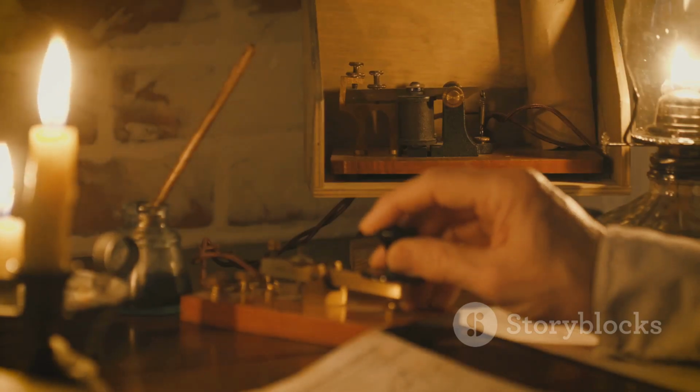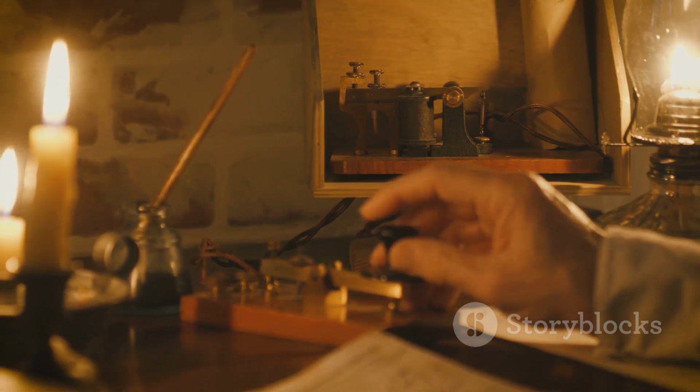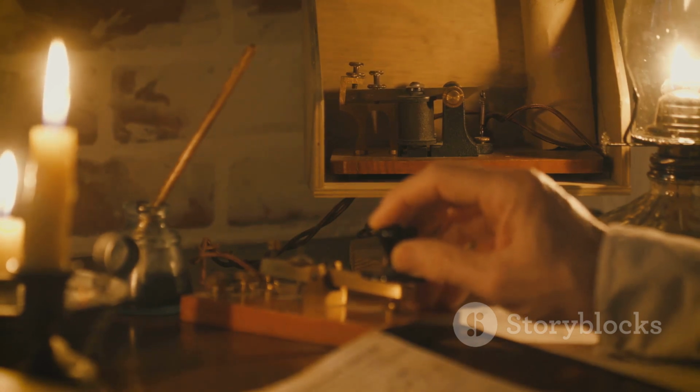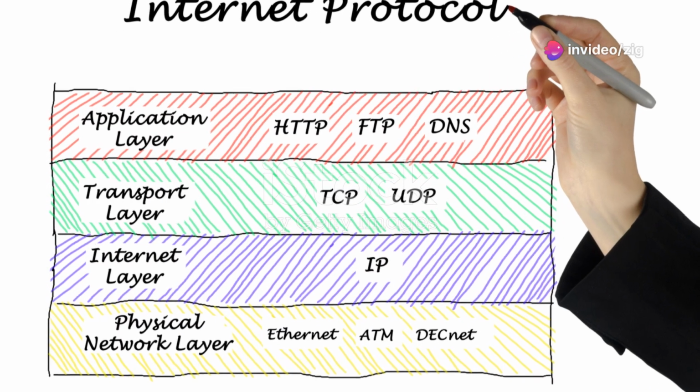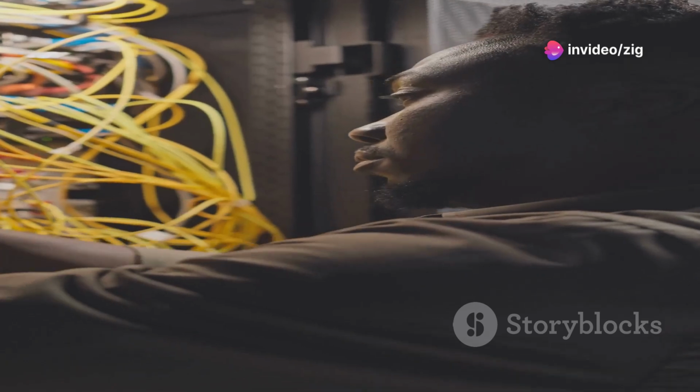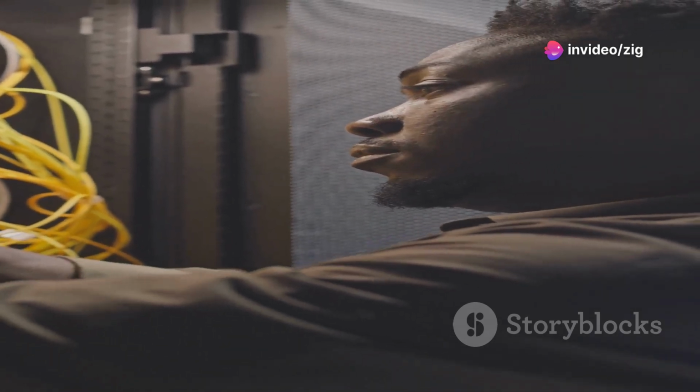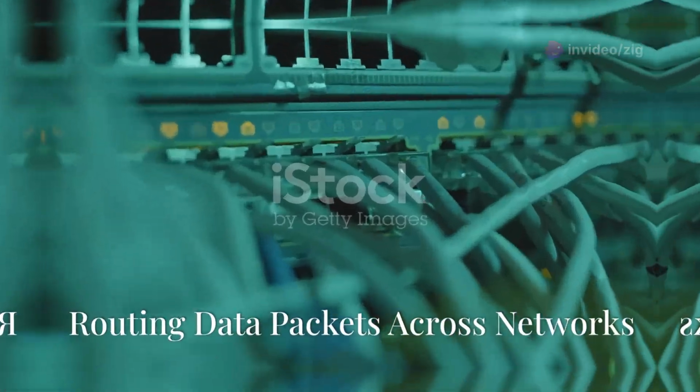Continuing our flashlight analogy, the data link layer is like adding Morse code to our signals. It defines the structure of the message and ensures that it's transmitted correctly, even if there's interference.